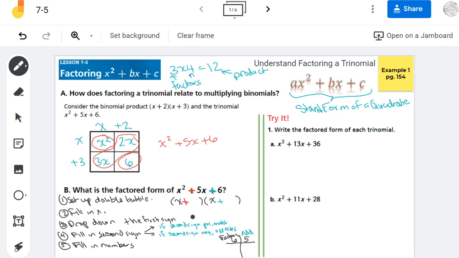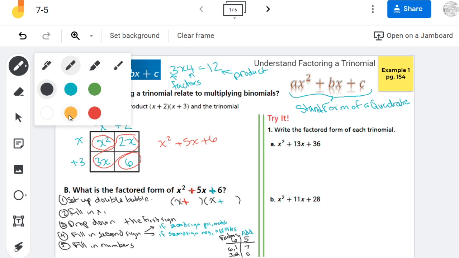Alright, so now I have to just think about the factors that make 6. Well, I know that 1 times 6 is 6, and I know that 2 and 3 make 6. Now, I put the bigger number first when I write the factors. I'll show you why here in a second. And so I need the ones that add to 5, so I'm going to start adding these. So 6 plus 1 is 7, and 3 plus 2 is 5. So I'm going to be using the 3 and the 2.